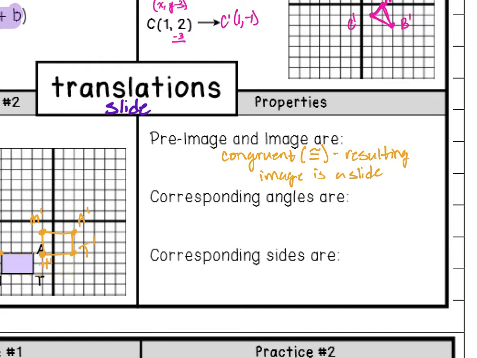Okay, so corresponding angles are also congruent, and corresponding sides are congruent. The whole thing is congruent. It's all equal. It's just in a different location. Are there any questions on what it means to be a slide or a translation? Okay, now it's your turn.